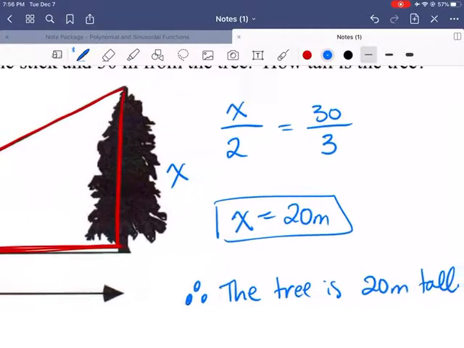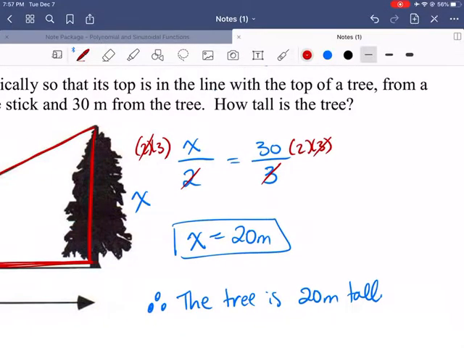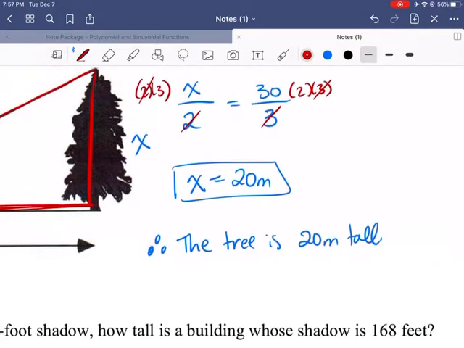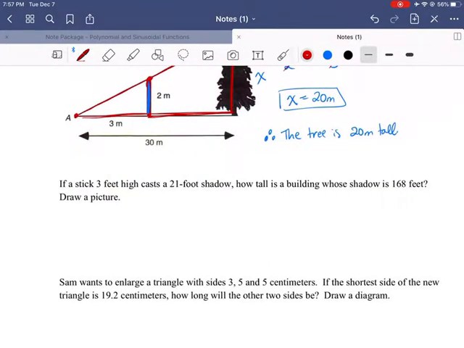Okay. Now just a quick review. You would multiply each side by 2 and by 3. On the left side, the 2's would simplify and the 3's would simplify. And you would get 3x equals 60, and if you divide by 3, you get 20.